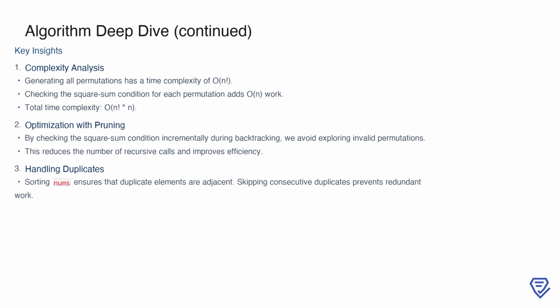By verifying the square-sum condition incrementally during the backtracking process, we reduce the number of recursive calls, improving the algorithm's efficiency. Another crucial optimization is handling duplicates in the input array.